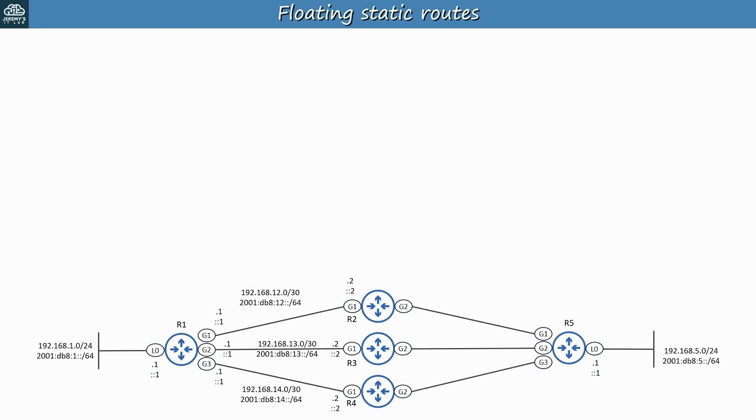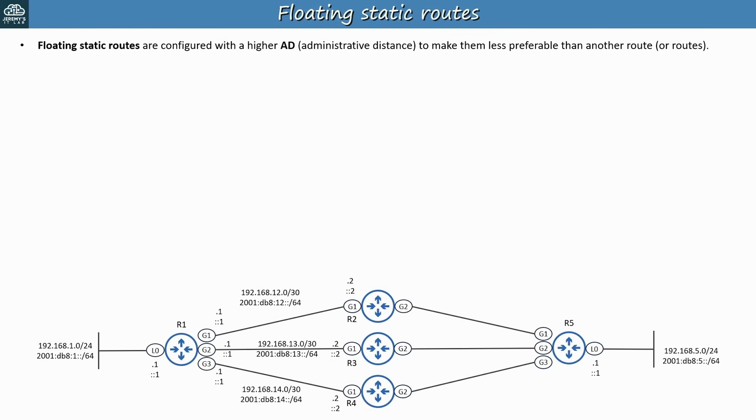The final topic we'll touch on is floating static routes. There will be a separate video about route selection, and in that video we'll also cover this topic. But since this video is about static routing, let's briefly touch on floating static routes by reviewing what you learned in the CCNA. Floating static routes are configured with a higher administrative distance to make them less preferable than another route. Static routes have a default AD of 1, but to configure a floating static route, simply add the desired AD value to the end of the command.